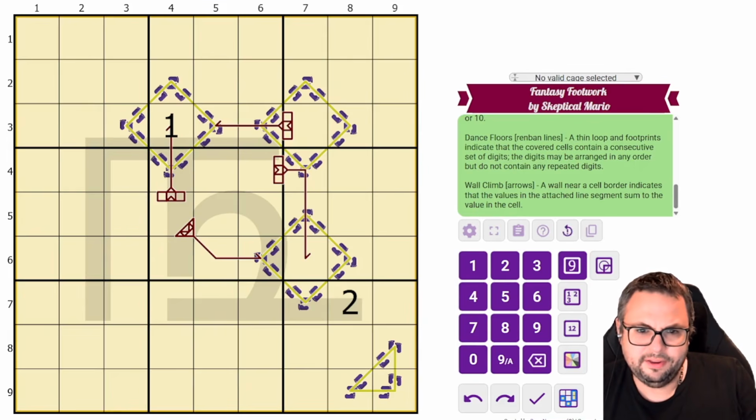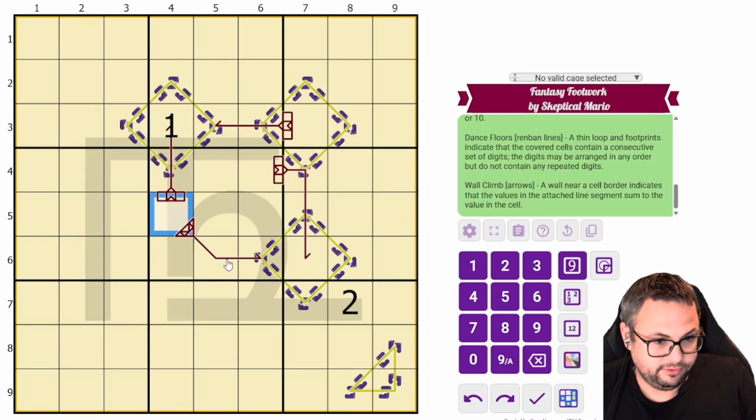So if you got these, they indicate the covered cells contain a consecutive set of digits, but they can be arranged in any order. Thin loop and footprints give you your Renban line. Okay, and then wall climb arrows. So our usual, this digit is the sum of those.